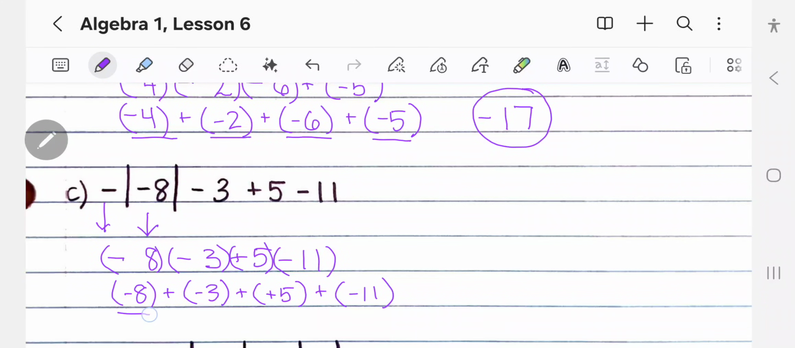Then I'm going to combine all my negatives. 8 and 3 make 11, plus another 11 is 22. And those are negative. Then I'll take my positive. These signs are different, so I'm going to subtract them. Keep the sign of the one with the largest absolute value.